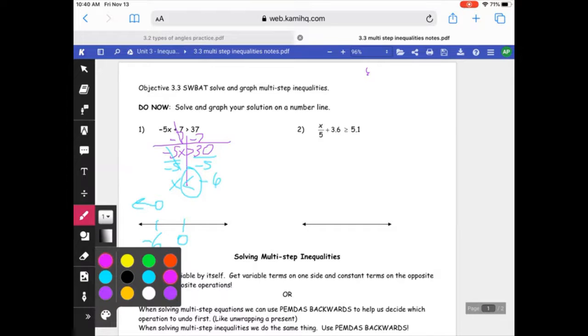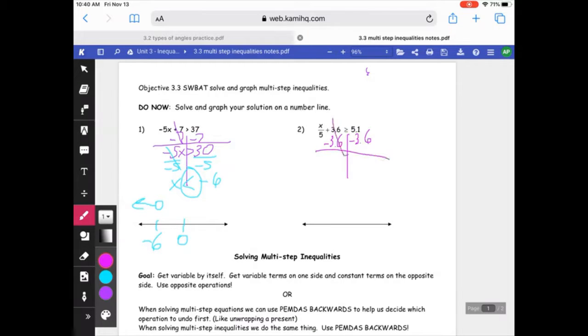Let's take a look at number 2. We have x divided by 5 plus 3.6 is greater than or equal to 5.1. Don't let it freak you out that we have decimals. We're going to do exactly the same steps here. We're going to subtract 3.6 on both sides, and 3.6 is going to cancel here. Then we're going to be left with x over 5 is greater than or equal to 5.1 minus 3.6, which is going to give us 1.5.